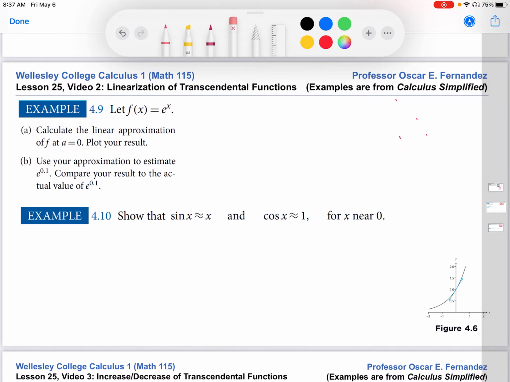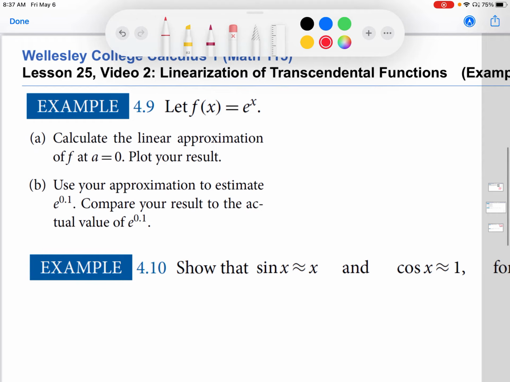Okay, so let's take a look at these two examples. What is here on the left? I'm going to zoom in a little bit. So suppose f of x is the natural exponential e to the x. First one says calculate the linear approximation of f at a equals 0, and then plot your result.